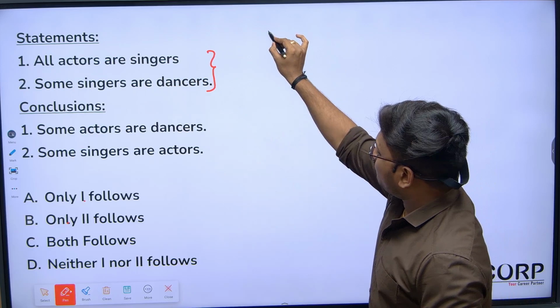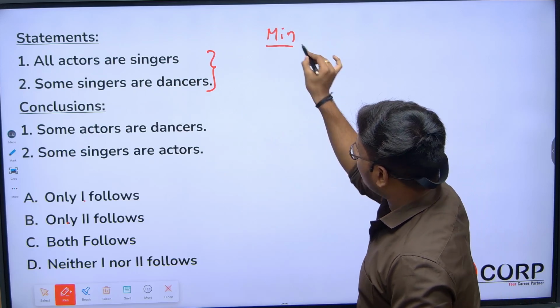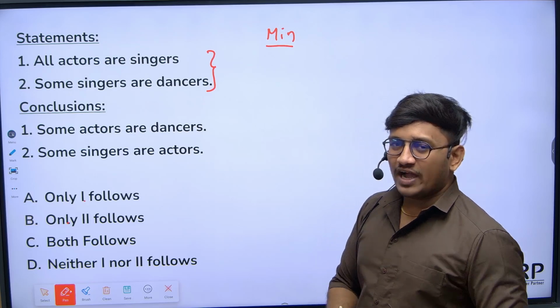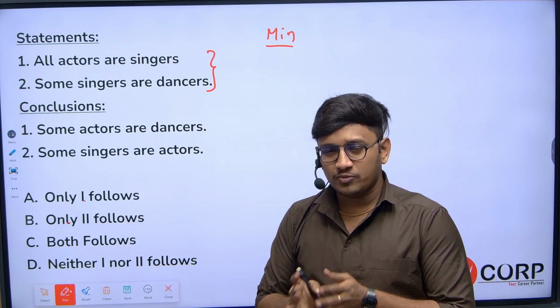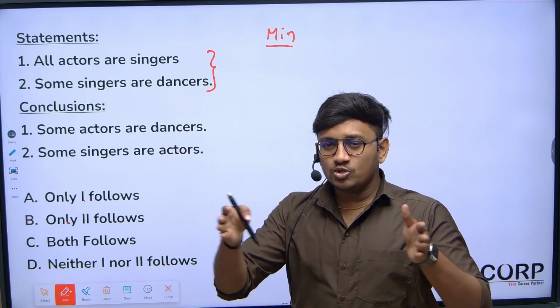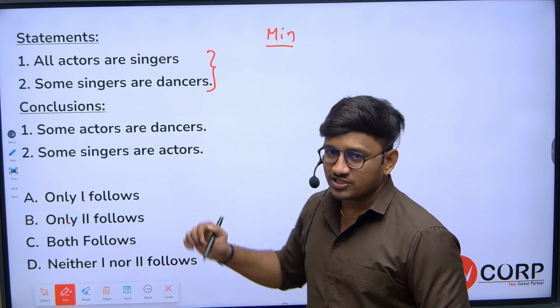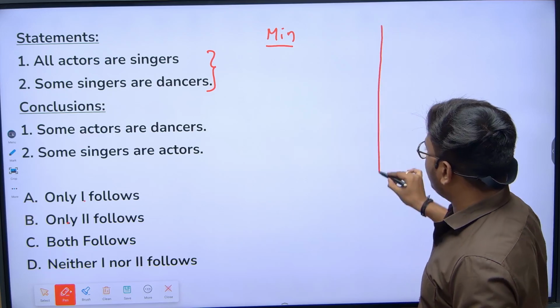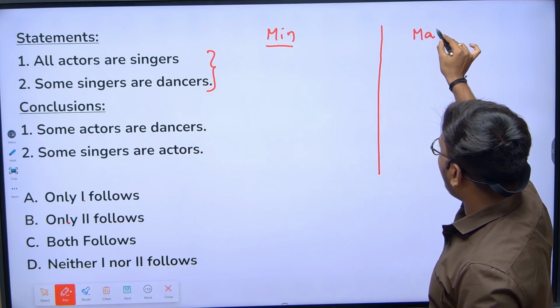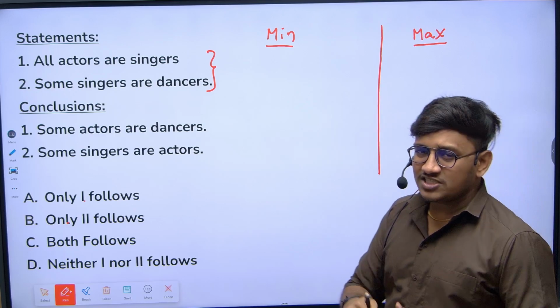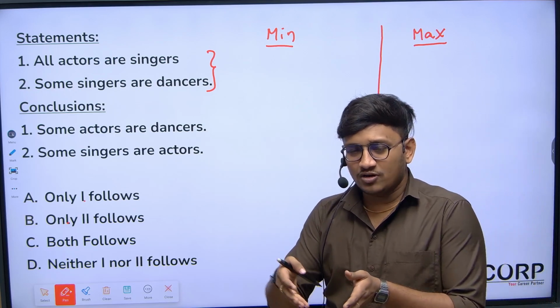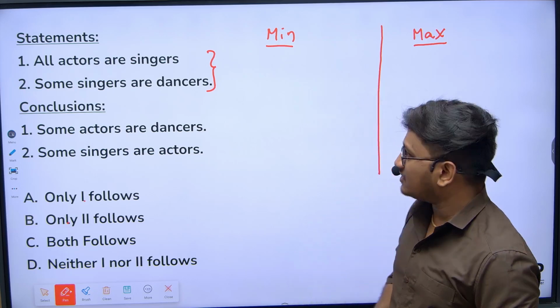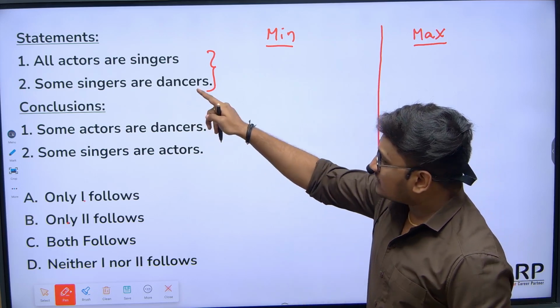Before solving, as you are all at the beginner level, I recommend you follow one particular procedure: drawing two separate Venn diagrams for each question. Let's assume that one is minimum and the next one is maximum. What is minimum and what is maximum, I will tell you in the next couple of minutes. Okay, let's say all actors are singers.